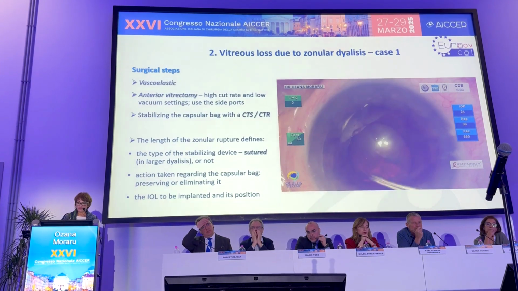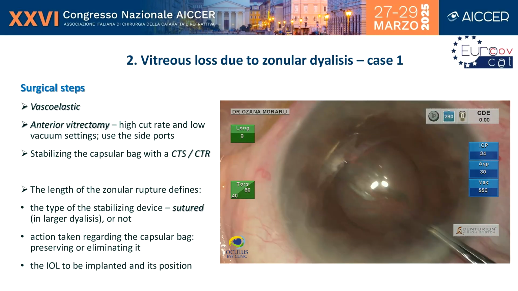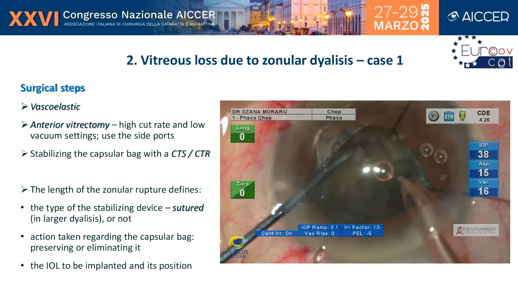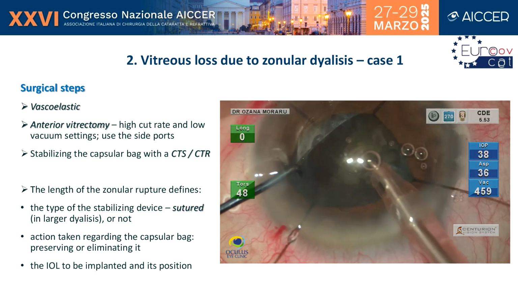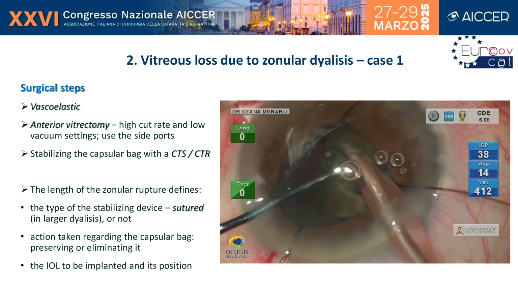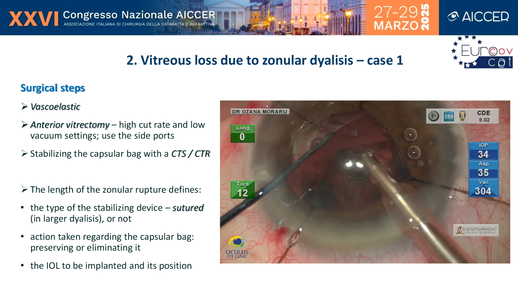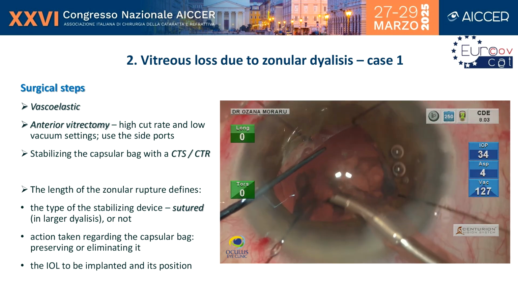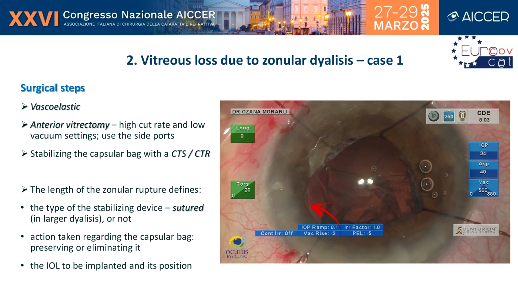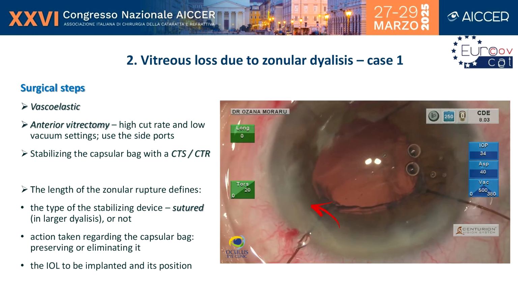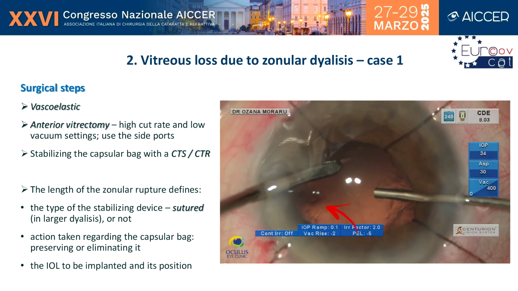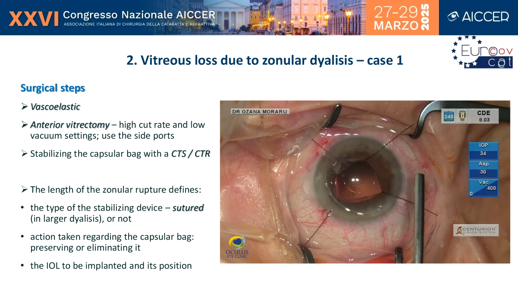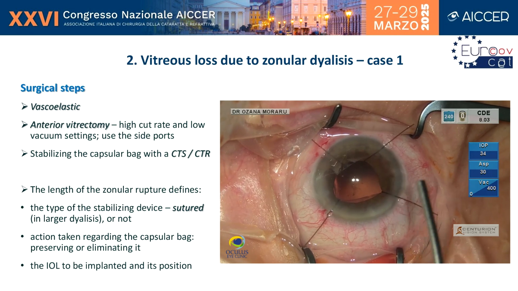What about the second mechanism of vitreous loss during phacoemulsification? The second mechanism is zonular dialysis. This is a patient with a small pupil, but not necessarily pseudoexfoliation syndrome. I dilated the pupil because it was too small, and I noticed at the end of the phacoemulsification this zonular dehiscence. Luckily, it is not too large. It is highlighted by the red arrow. And after I finish, I push it.